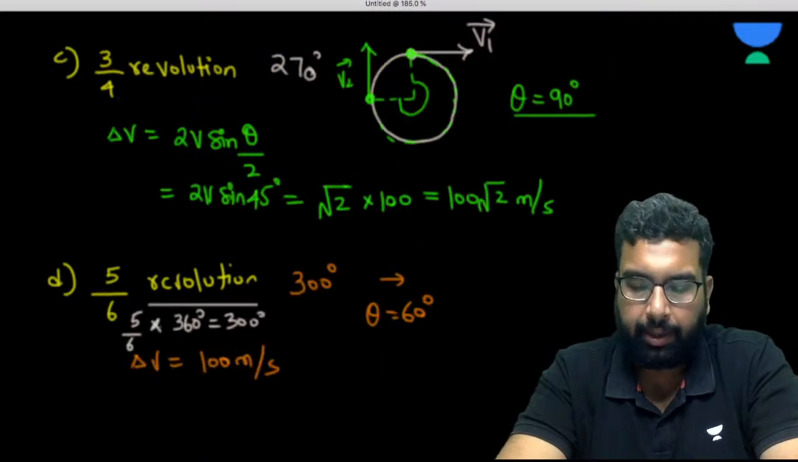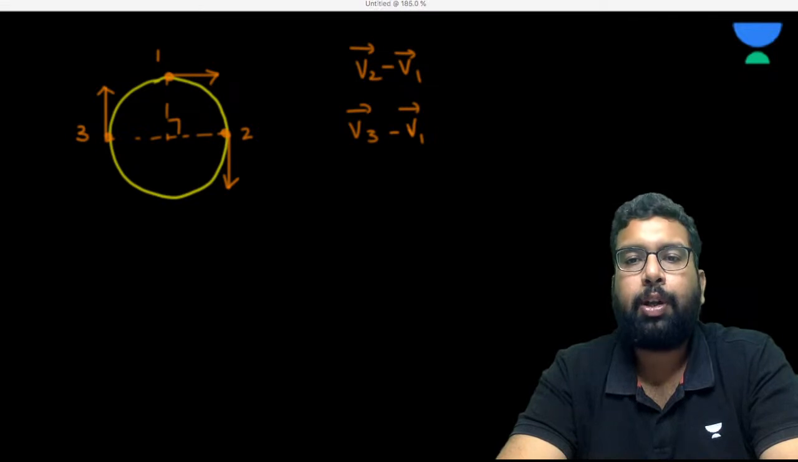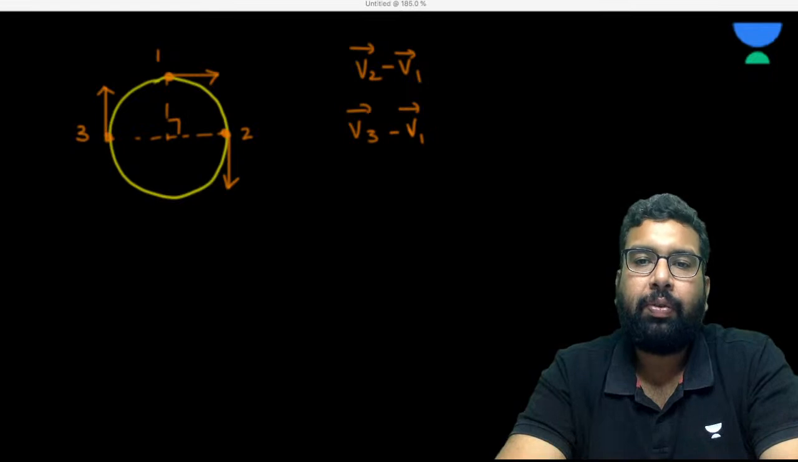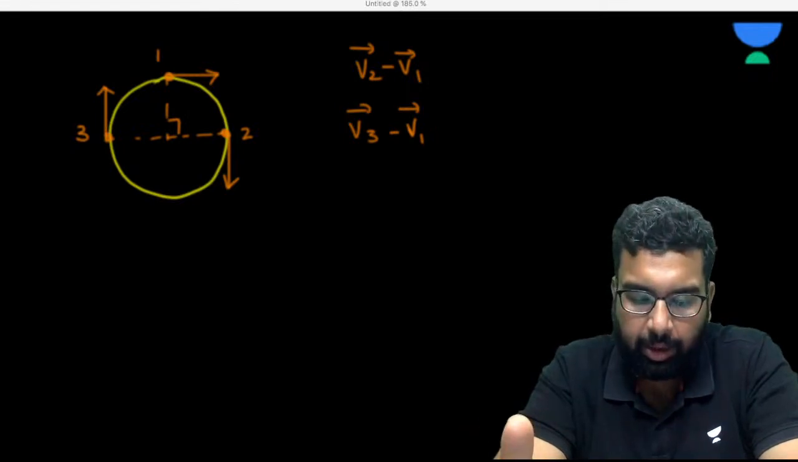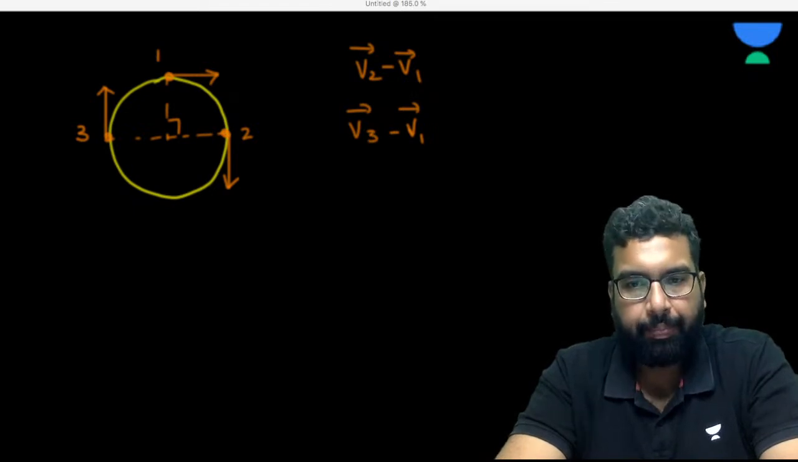60 degree. Right? Similarly, if I say 1 by 9th of a revolution, 1 by 36th of a revolution, 1 by 18th of a revolution, all this you will be able to do, right? Simply you have to multiply it with 360 degree, right?